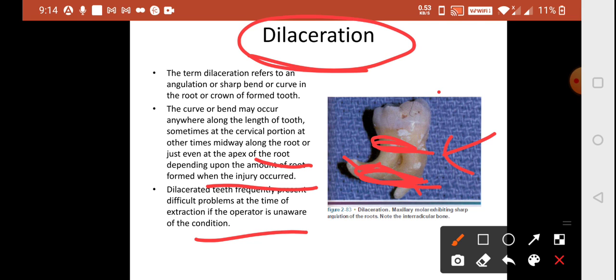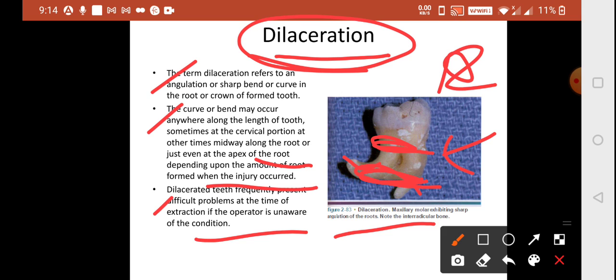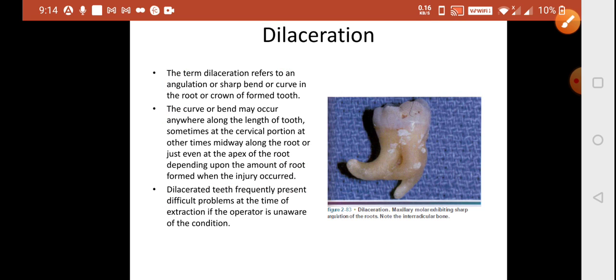So what is the clinical significance of the dilaceration? It is that it can create a problem for the clinician to extract the tooth. That's why whenever we are going to extract a tooth, we look at the radiograph beforehand. Even before extracting the third molars, we check whether it is a dilacerated root or a simple root, so that we can plan our extraction procedure accordingly.